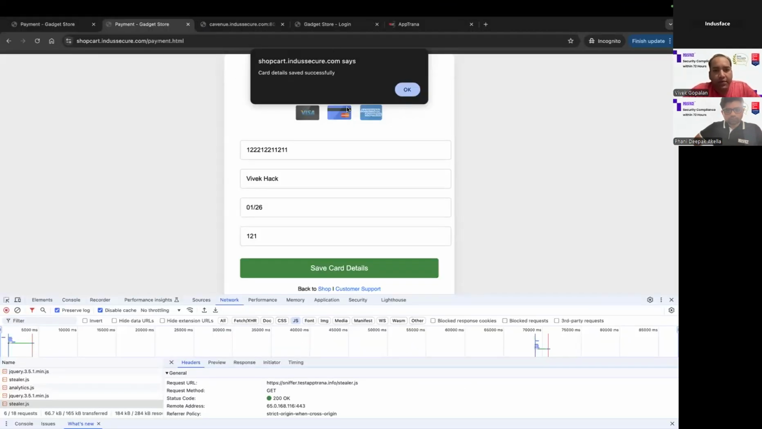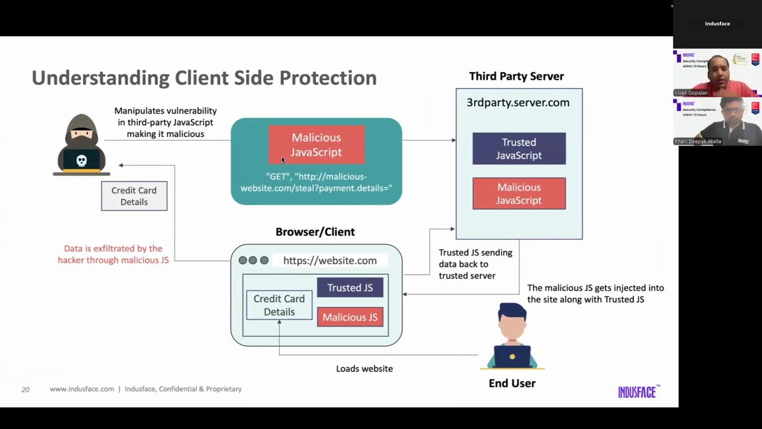But anyway, give me a minute. Okay. That's pretty much what I wanted to say. The credit card gets sent to the hacker here. Now, how do we protect against this, right?